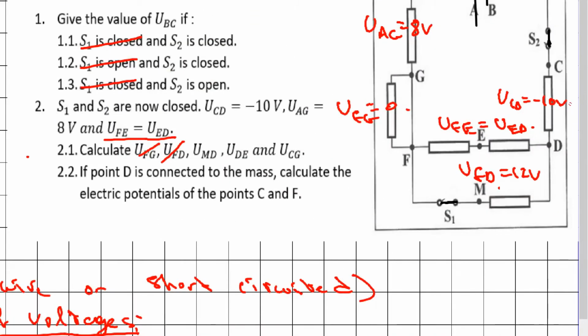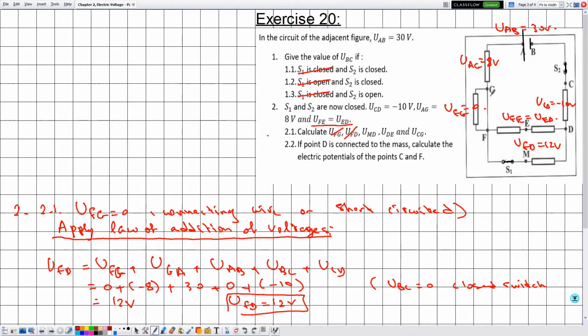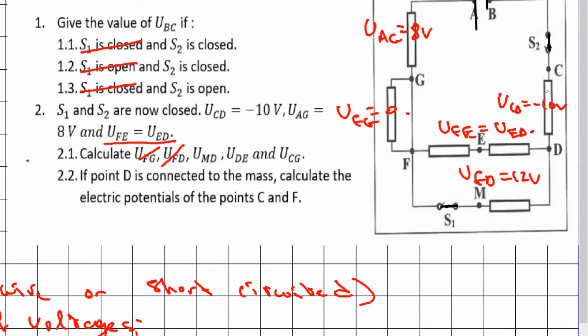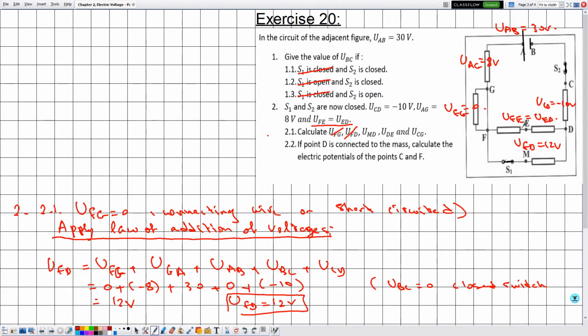Now, in order to determine UMD, we can go from M to F, F to G, G to A, A to B, B to C, C back to D, but we can choose another path, which is given by going from M to F, F to E to D. But actually we don't know UFE and UED. So, okay, let's consider the following.